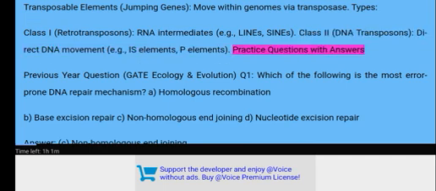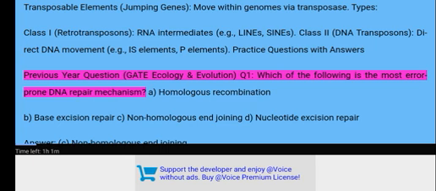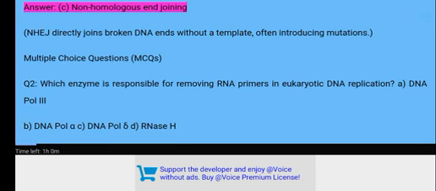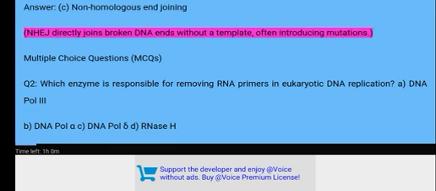Practice questions with answers. Previous year question, GATE Ecology and Evolution. Q1. Which of the following is the most error-prone DNA repair mechanism? A. Homologous recombination. B. Base excision repair. C. Non-homologous end joining. D. Nucleotide excision repair. Answer: C, non-homologous end joining. NHEJ directly joins broken DNA ends without a template, often introducing mutations.